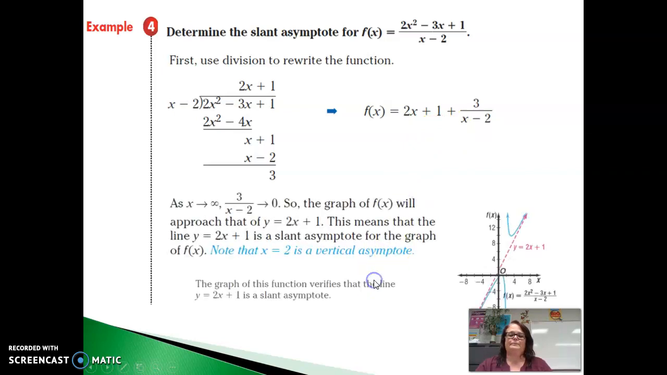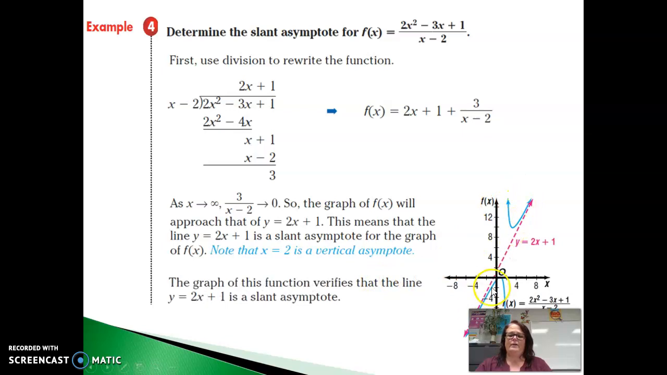and so the slant asymptote is going to be y is equal to 2x plus 1. So looking at the graph, do you see that we have an intercept at 1 and a slope of 2? And then the graph is on either side of that vertical asymptote. So in this case, the vertical asymptote is at x is equal to 2. Okay.